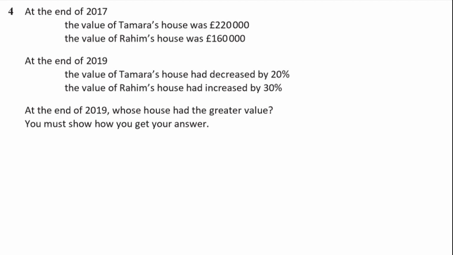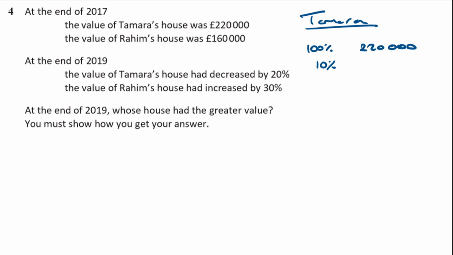Okay. Now this is the non-calculator paper, so I'm going to use a non-calculator approach. I'm going to start off with Tamara's house. Now 100% of the value of her house was 220,000, wasn't it? Now I want to do a 20% decrease. In other words, I need to find out what 20% is and then take it away, don't I? So what's 10%? 10% is going to be that amount divided by 10.